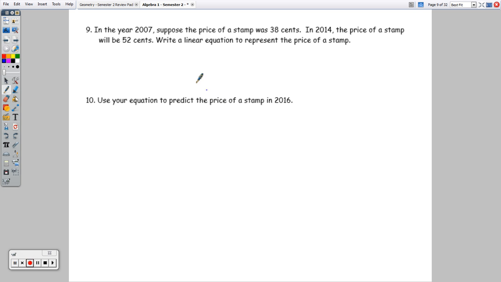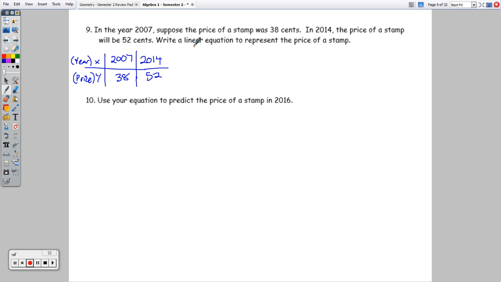Number 9. In the year 2007, suppose the price of a stamp was 38 cents, and then in 2014, the price is 52 cents. We're going to try to come up with a linear equation here. So here I think it's helpful to make a little table, and we're saying 2007, the year. Put that first because the price will depend on what year it is. The y depends on the x. So here we're going to have 38, and then here we're going to have 52. So my x values represent the year, and this represents the price of the stamp.